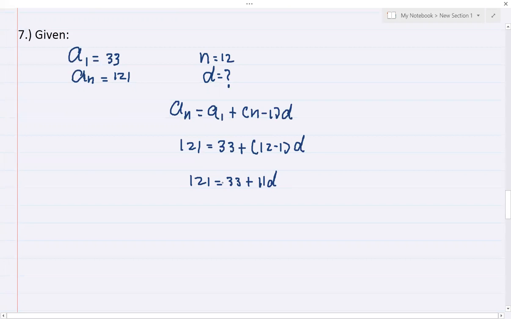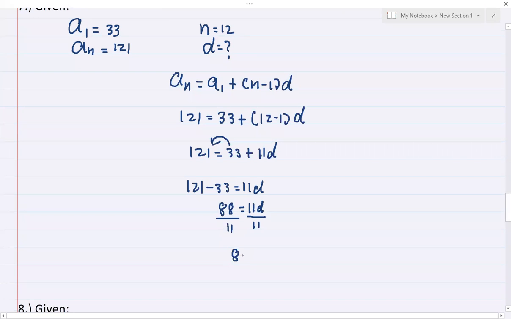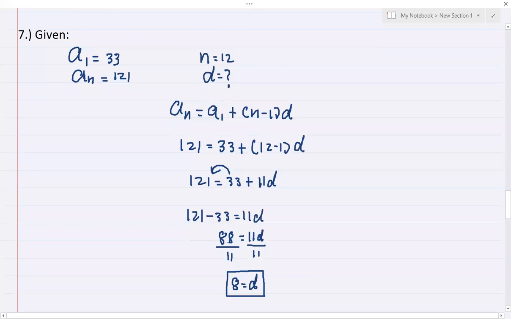Now let's transpose 33 to the left side. We will have 121 minus 33 is equal to 11d. Subtracting, 121 minus 33 gives exactly 88, which is equal to 11d. Now to find your d, divide both sides by 11. You will have 8 is equal to d. This is your common difference. That's how you find your common difference.